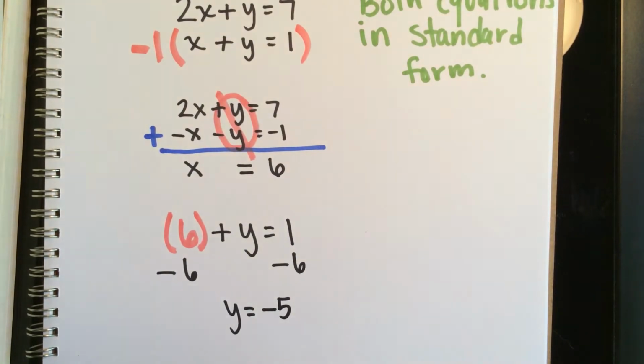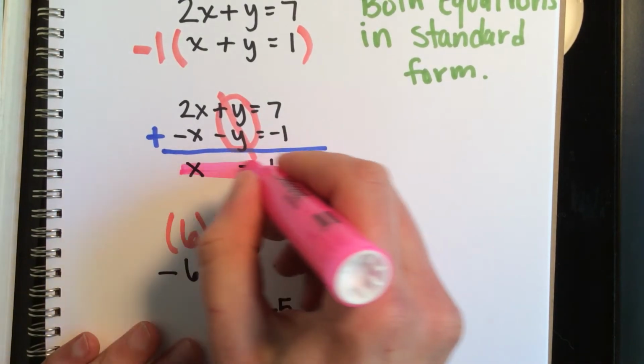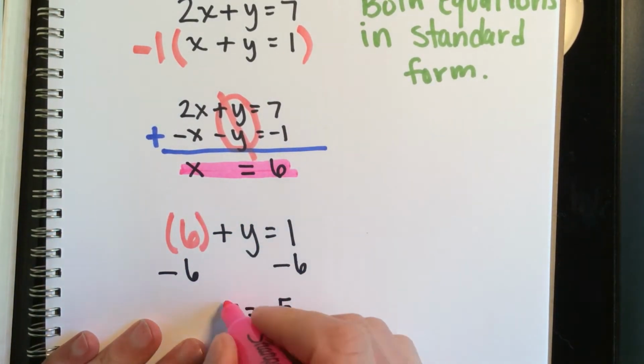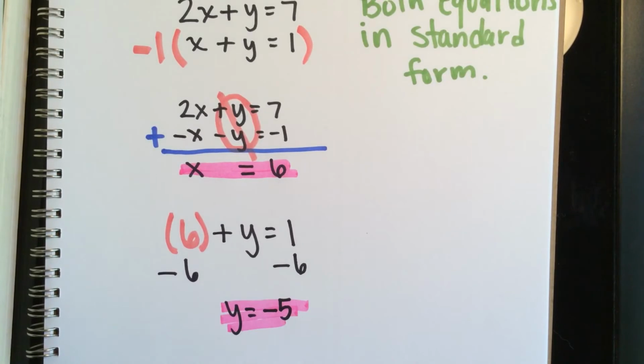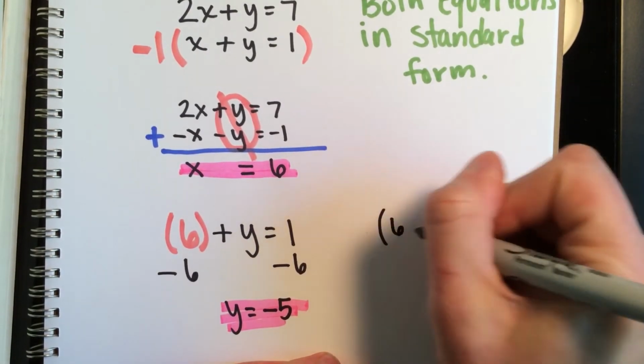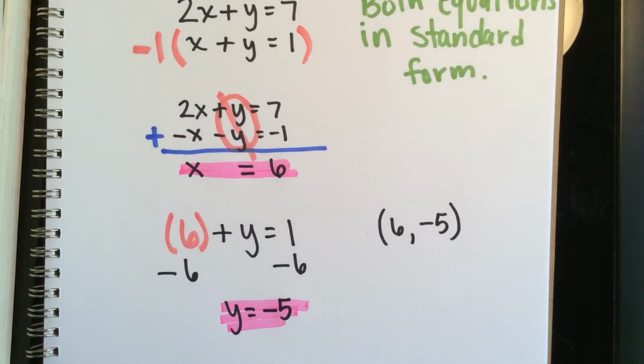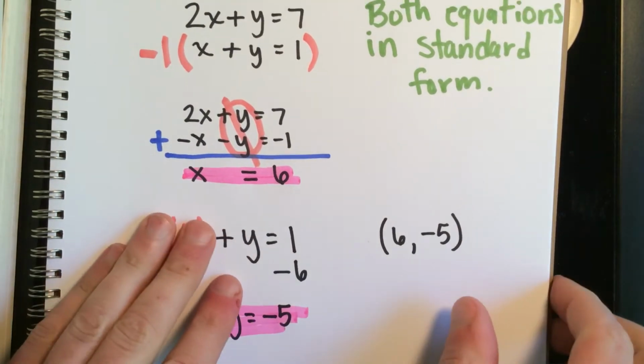Okay, so now we have our value for x and our value for y. We know x equals 6 and y equals -5, and as an ordered pair, we would write that as (6, -5). All right, so let's go to our next problem.